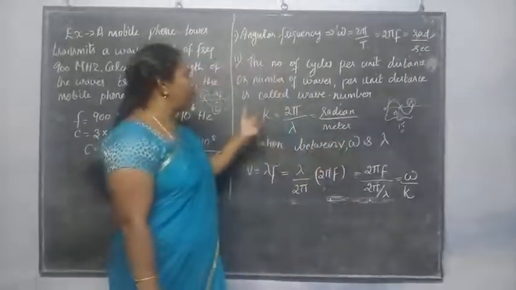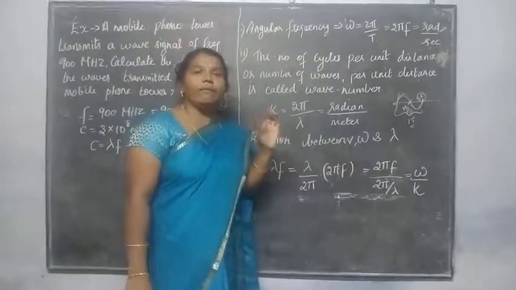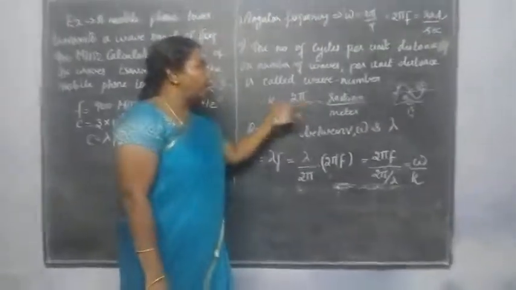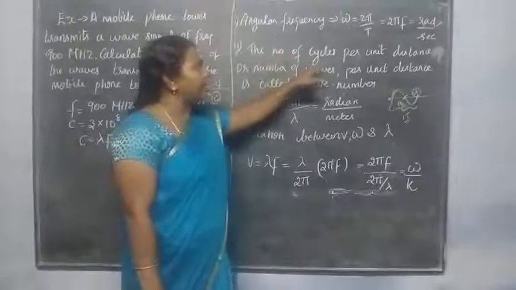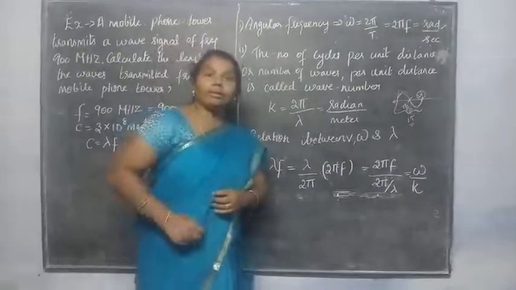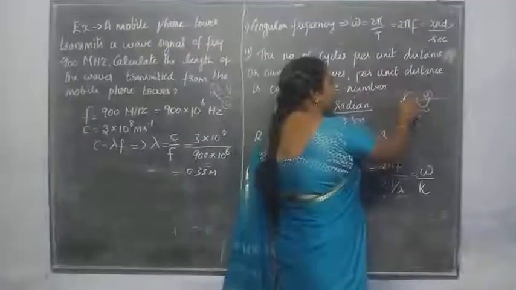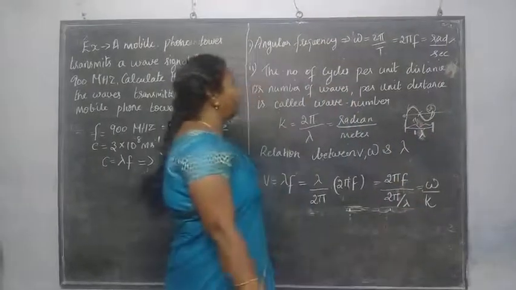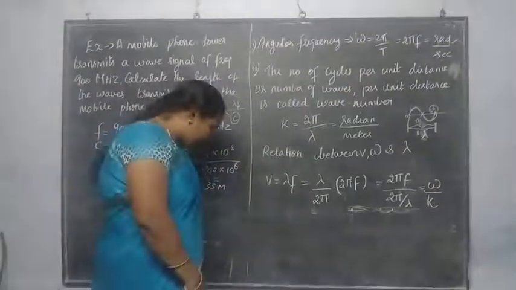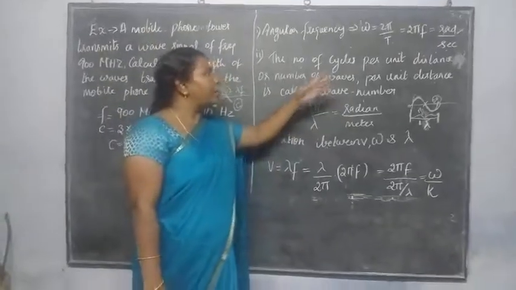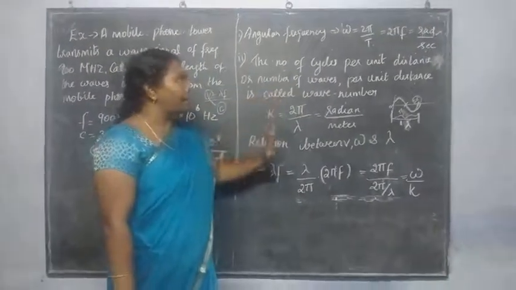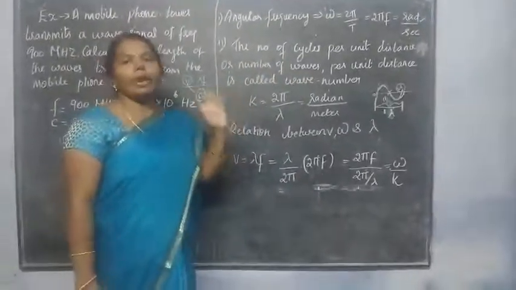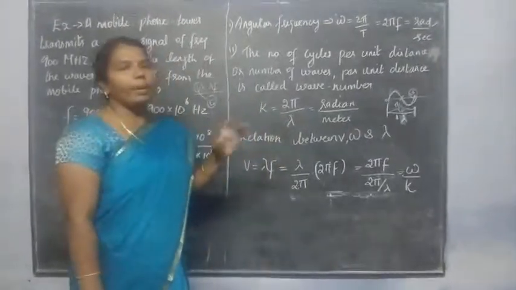Yes. The next important one is what is called the wave number. The wave number is denoted by the letter K. So what is K? Similarly, it is the number of cycles per unit distance. What is the unit distance? That is wavelength. You know that one crest and one trough is one wavelength. So the number of cycles per unit distance, or the number of waves per unit distance, is called the wave number.